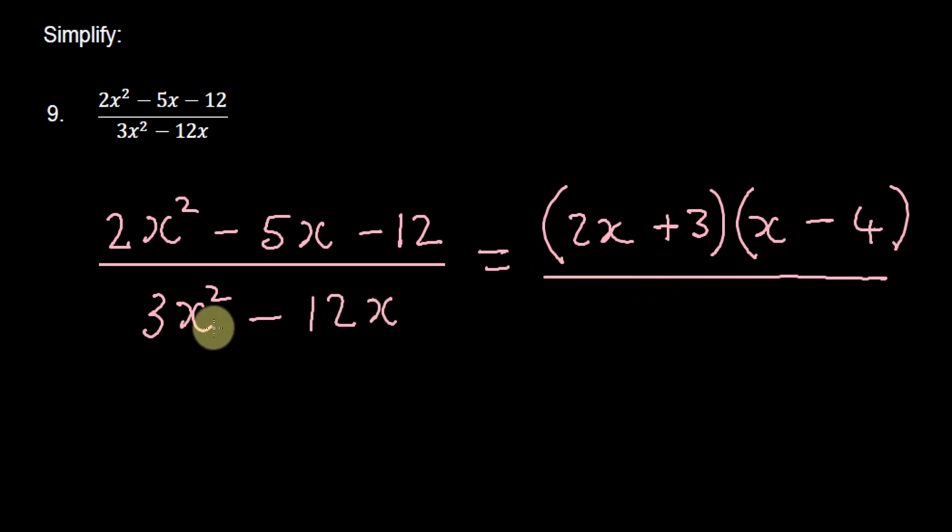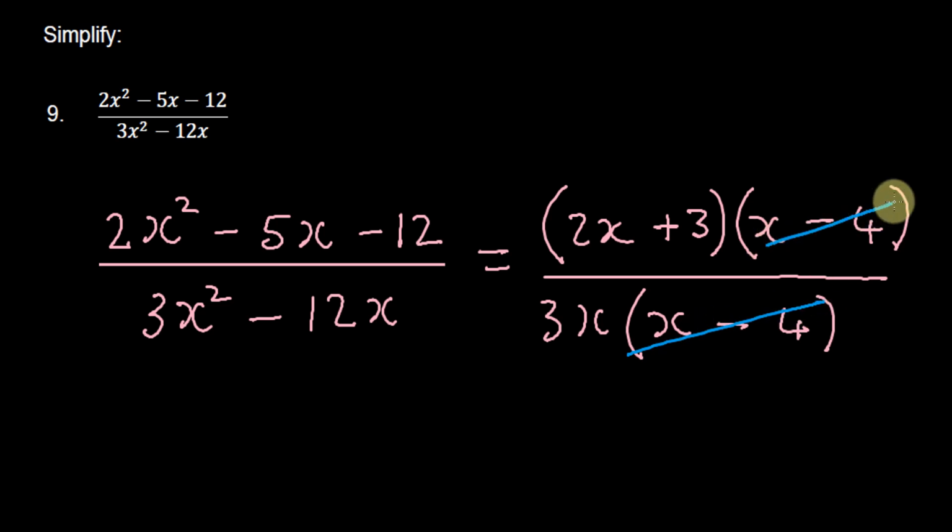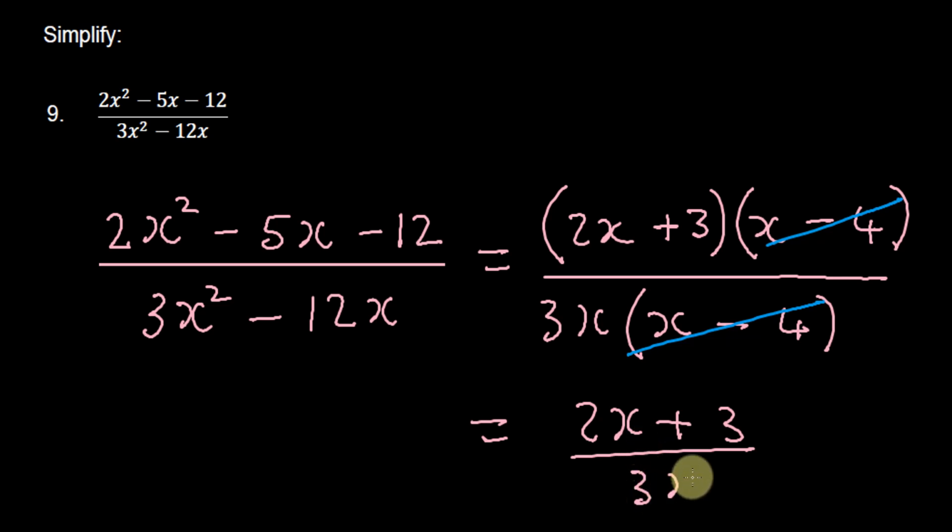This is all over. Now, in the denominator, we have a common factor of 3x. So we can take it out as such, 3x into 3x squared, x times, and 3x into 12x, 4 times. Now we can cancel the x minus 4, and we're going to be left with 2x plus 3. So 2x plus 3 in the numerator over 3x in the denominator.